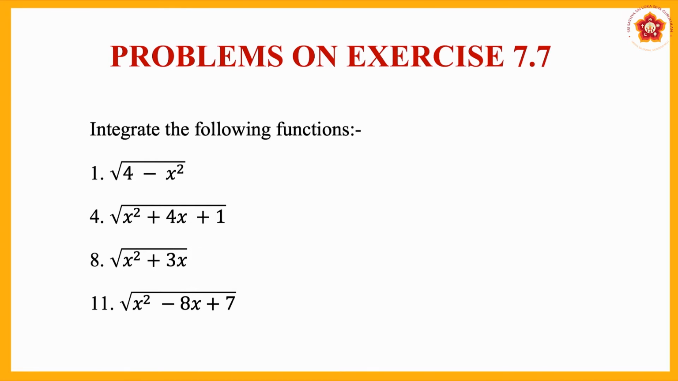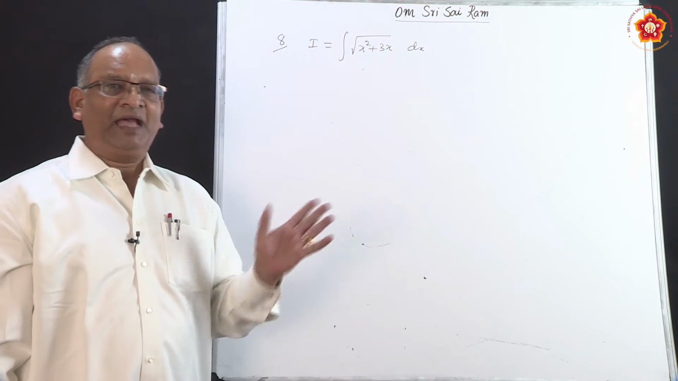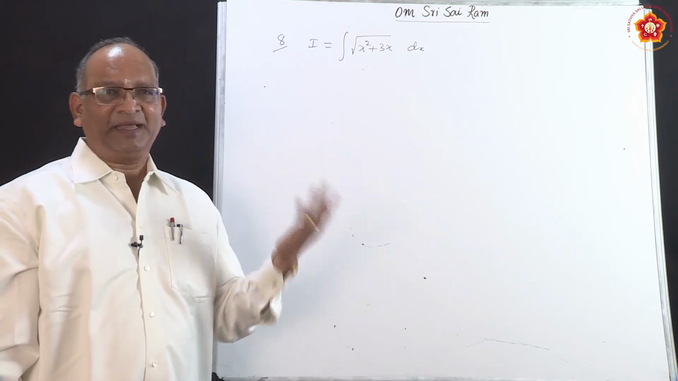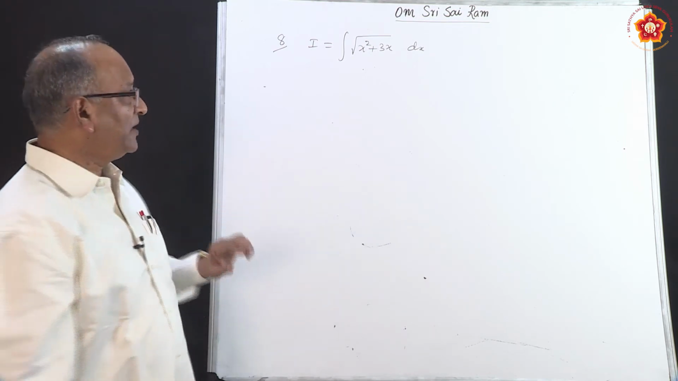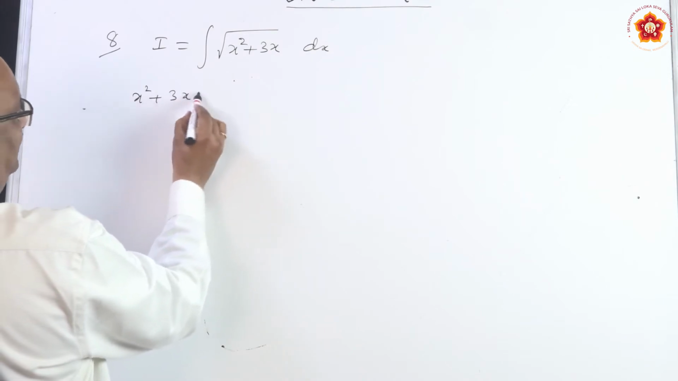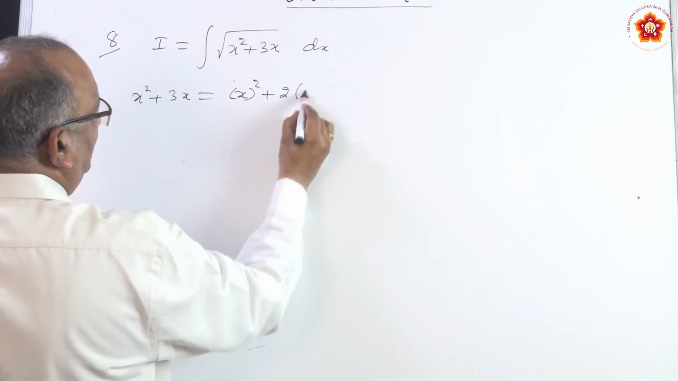Problem number 8. Integral of under root of x square plus 3x. Method is same as I mentioned: either you bring it in the terms of x square plus a square or x square minus a square, one of them. So, take it separately. x square plus 3x can be written as x square plus 2 into x.